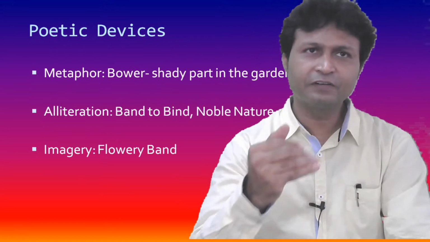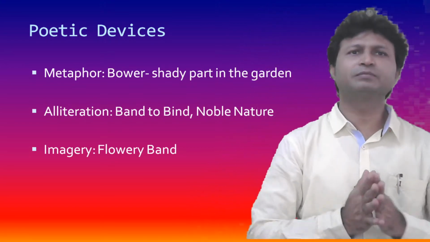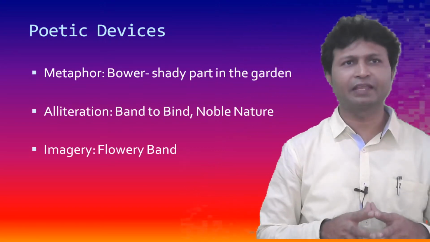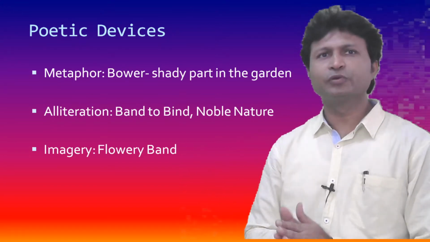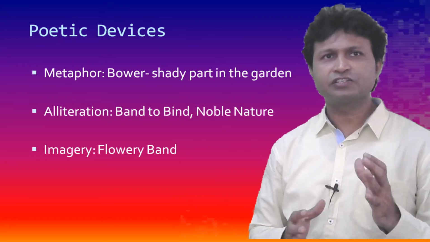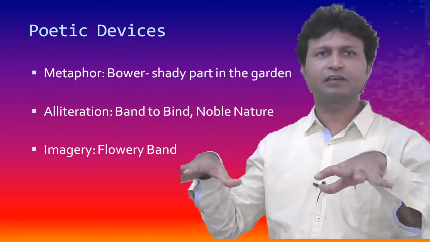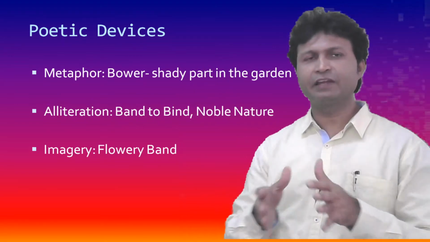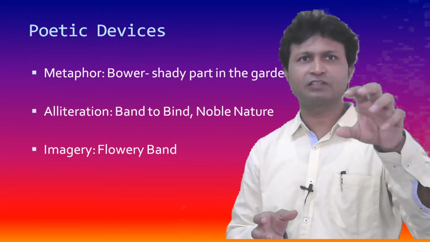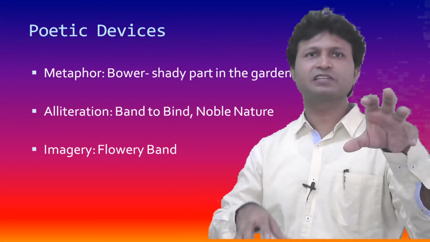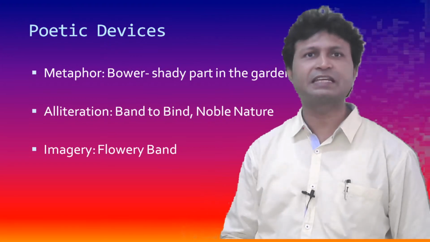And as you read out the first part, you come to know there are some poetic devices used over there, and one common one is metaphor. So where do you get this metaphor? If you read the line about the shady part in the garden, by the tree, it is a bower. The word bower is just like a garden, but the poet says it is a bower. Instead of saying it is like a bower, the poet says it is a bower.